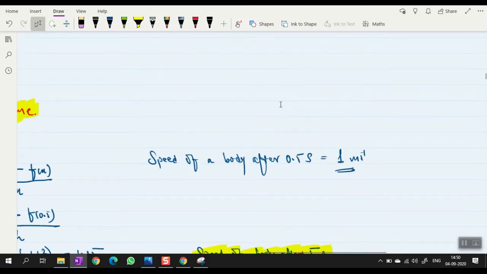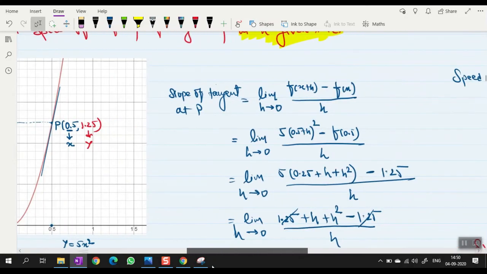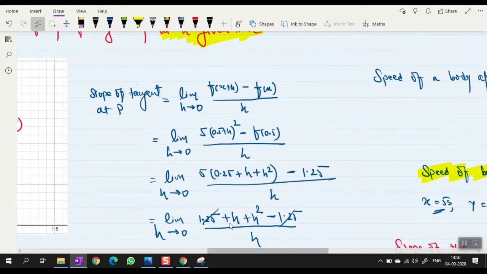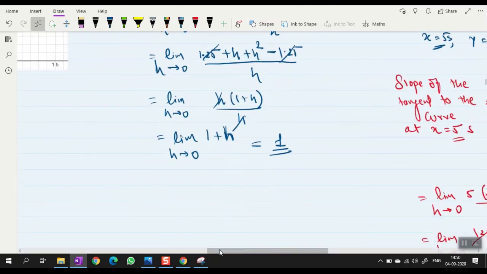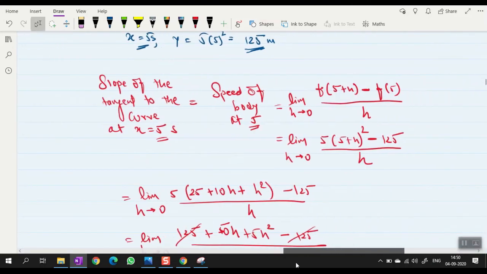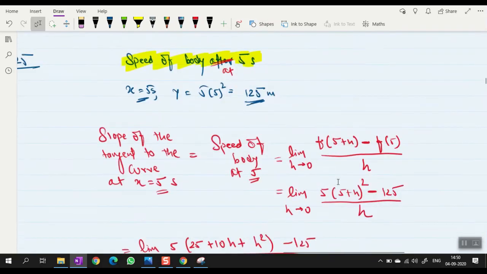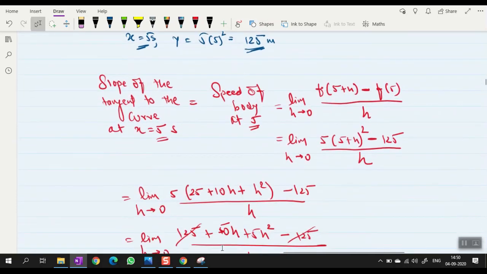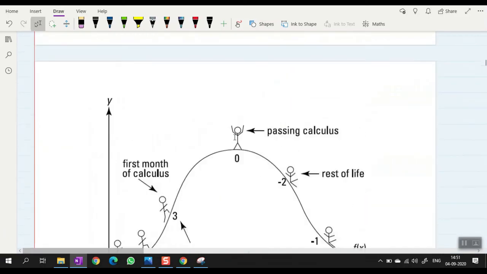You remember the initial question. The initial question was speed of the body after 0.5 seconds, and it was 1. And speed of the body at 5 seconds was 50. So the speed of the body is continuously increasing, right? So yeah, this is how you use derivative to find the slope of the function.